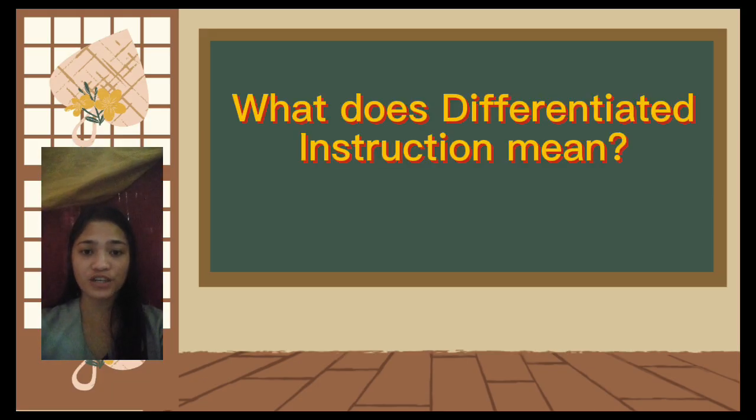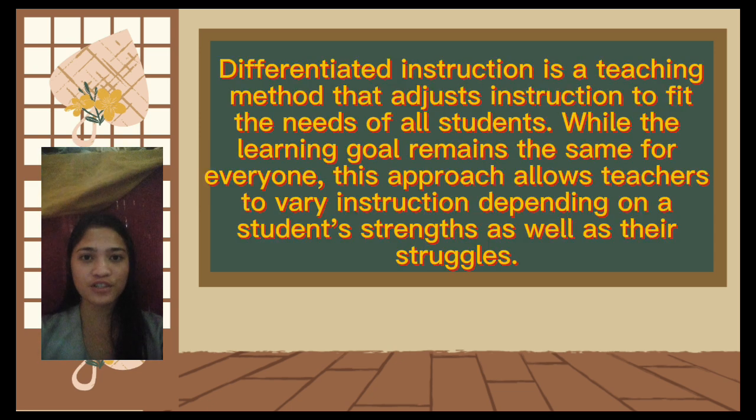What does differentiated instruction mean? Differentiated instruction is a teaching method that adjusts instruction to fit the needs of all students, while the learning goal remains the same for everyone. This approach allows teachers to vary instruction depending on a student's strengths as well as their struggles. It also can take into consideration a student's interests and preferences.